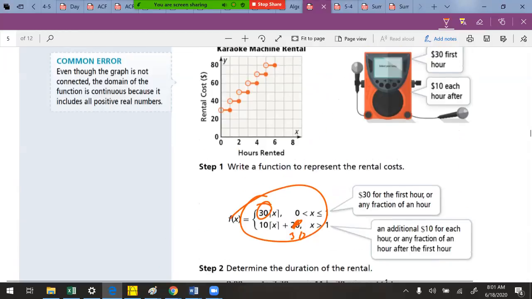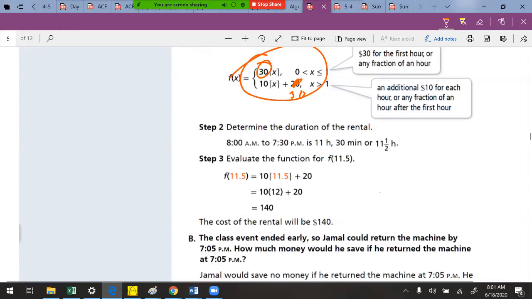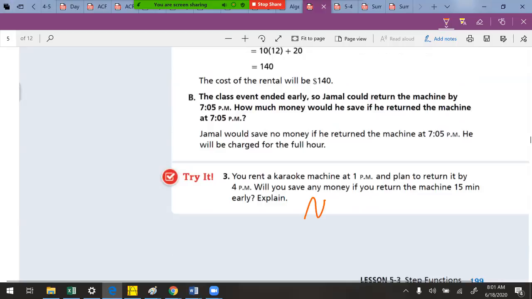But remember, if you run it even for an extra minute, you're going to get charged for the second hour or the third hour or the fourth hour. So let's think about this, okay? You rent a karaoke machine at 1 o'clock. If you plan to return it by 4, are you going to save any money if you return it 15 minutes early? No, because in the third hour, you're still getting charged 50 bucks. So it doesn't matter. So this is no.